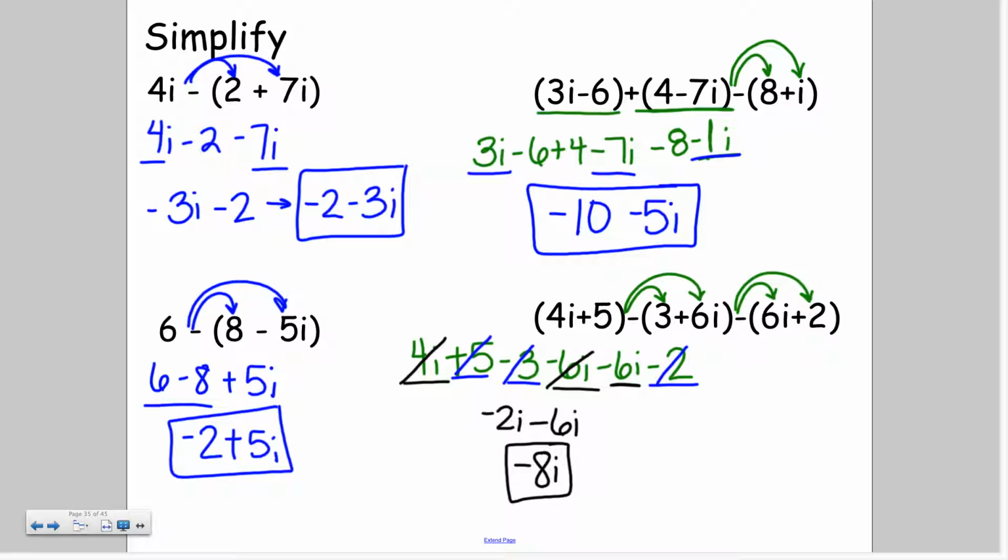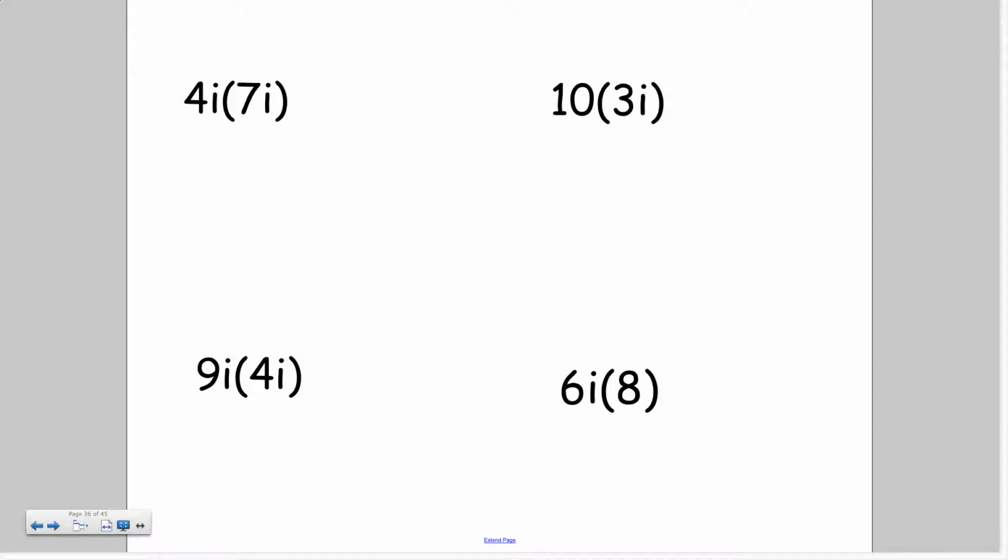All right. So that is adding and subtracting. We're going to go ahead and do the multiplying as well.